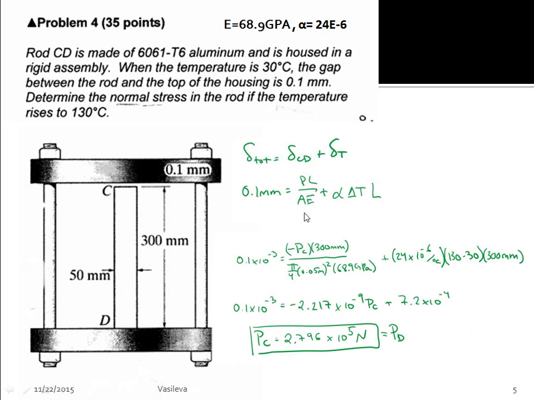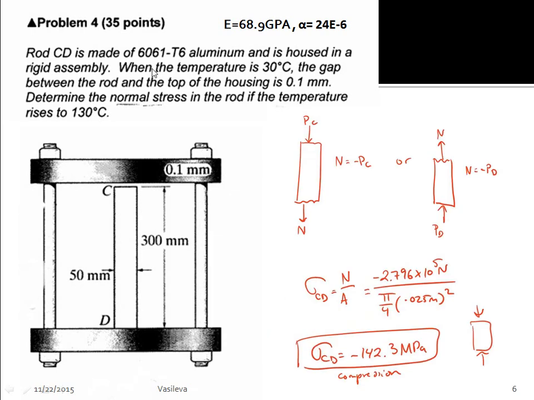So we have a negative PC, and we know that the total equation is this right here. So I just plugged in everything, all of the numbers that we know, with a negative PC. So the sign is very, very important. And once again, once you proceed to calculate all of this, pay attention to all of your numbers. Make sure you're plugging it into the calculator correctly, because it can give you the wrong answer, and then it just becomes a mess. So I end up with PC equals 2.796 times 10 to the 5th newtons, and we said that PC is equal to PD, so they're both equal to this value.